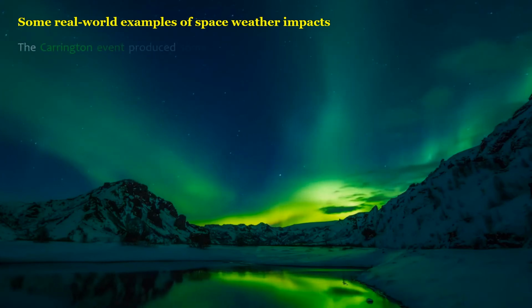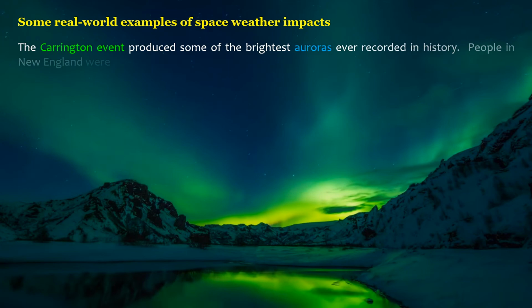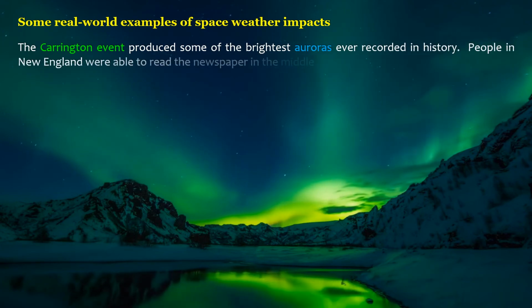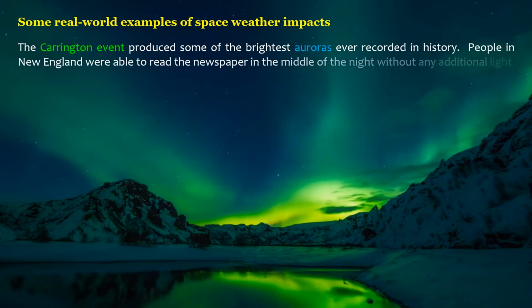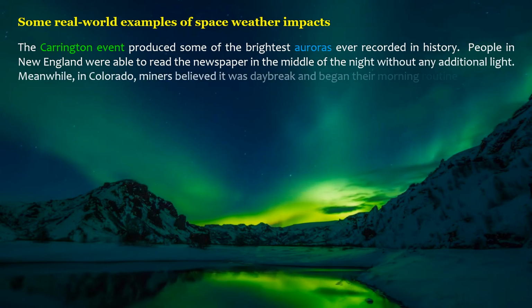The Carrington event produced some of the brightest auroras ever recorded in history. People in New England were able to read the newspaper in the middle of the night without any additional light. Meanwhile, in Colorado, miners believed it was daybreak and began their morning routine.